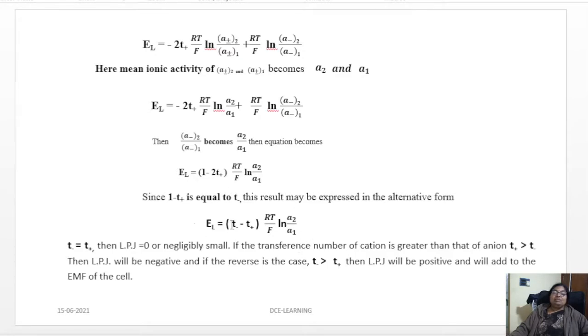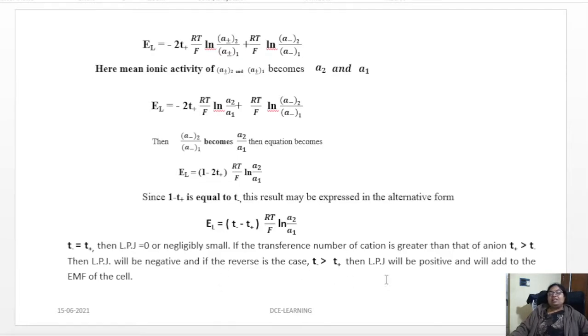So that is the liquid junction potential, depending on the transference numbers of the cell. Therefore, if T minus is equal to T plus, meaning the transference of the T minus ions to the positive and T plus ions to the negative are equal, then what happens? The liquid junction potential will be 0, or negligibly small.